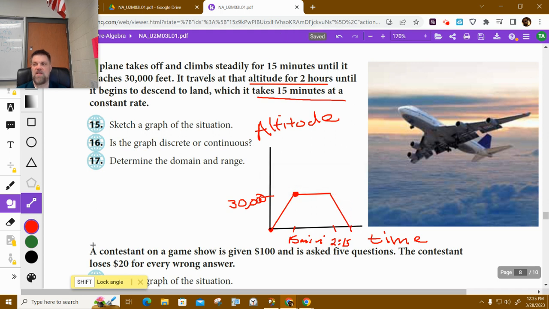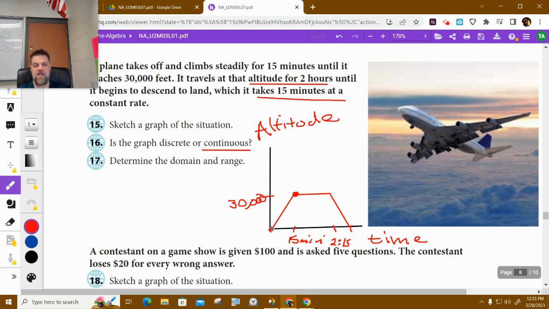That's the graph. Is that discrete or continuous? No, that's continuous. Do you see a bunch of dots? Now, I had to lift the pencil because I'm teaching you how to do it, but if I wanted to draw this graph, I'd put the pencil down and just draw it in all one thing.